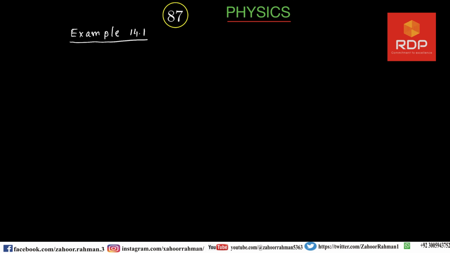The question is saying, given that the speed of light in vacuum is 3.0 into 10 raised to the power 8 meter per second. So let us write the data. C is equal to 3.0 into 10 raised to the power 8 meter per second. That is the first piece of information.